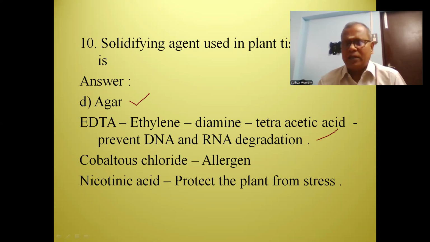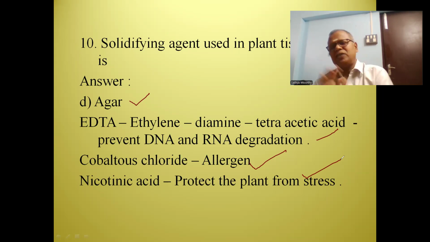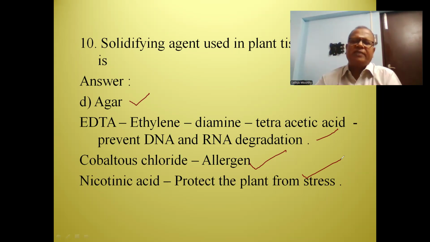Then cobalt chloride or cobaltous chloride is an allergen for some people. You know, allergy is an inappropriate excessive response to external stimuli. The substances causing allergy are called allergens. So it may be an allergen. Nicotinic acid protects the plant from stress, so it is a stress-relieving hormone that prevents the plant cells from stress. So these things you know.